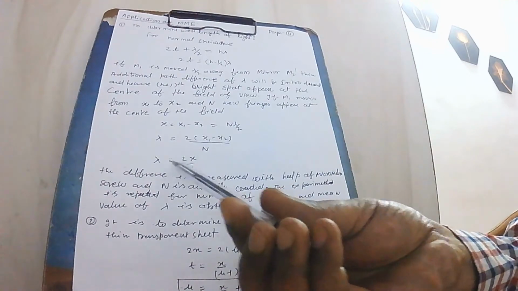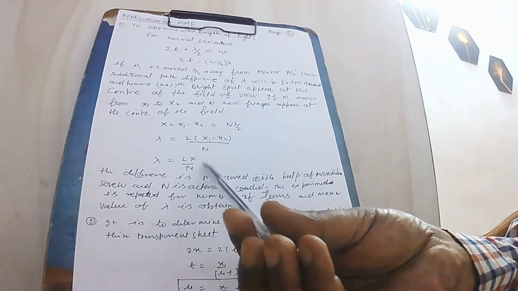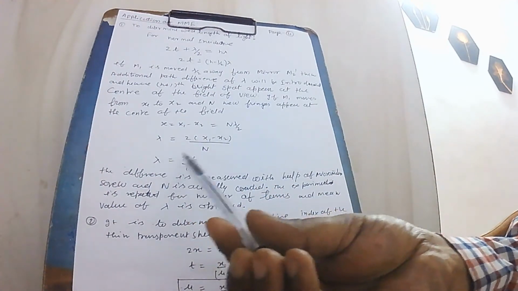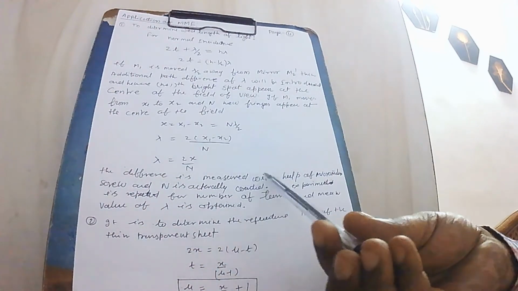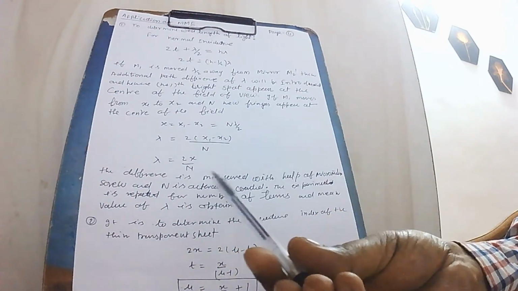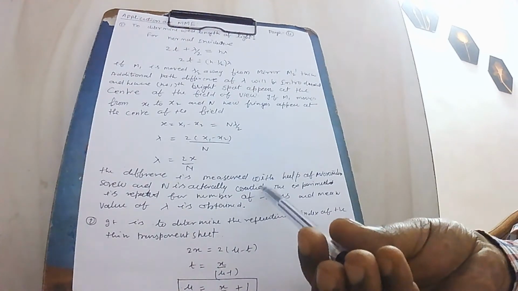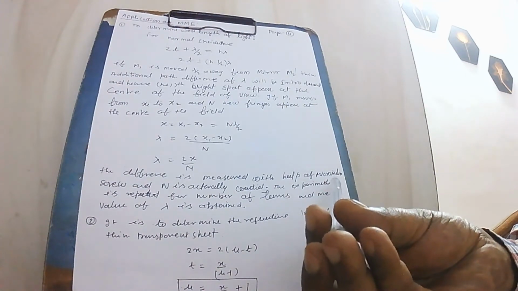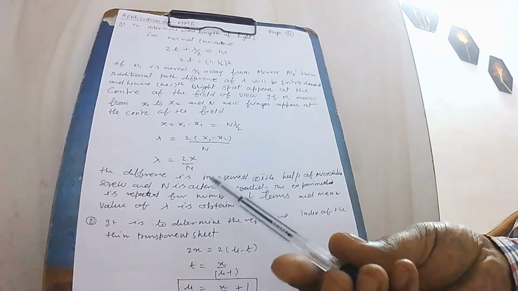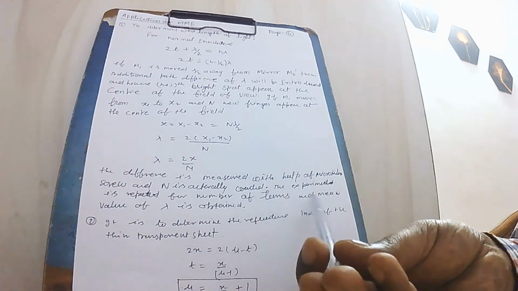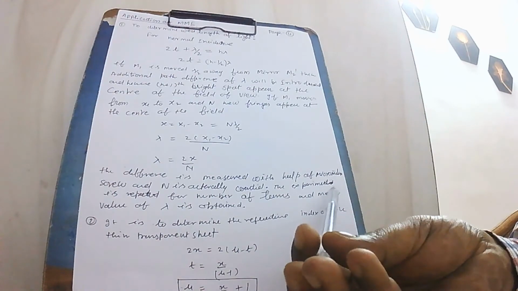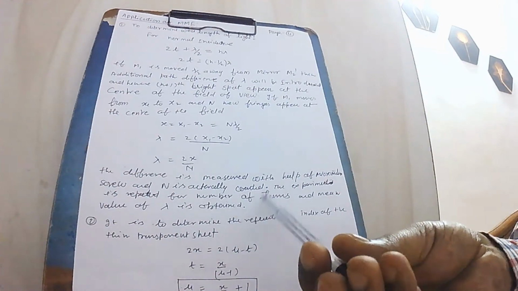In this way, we know n and we can determine x, so we can find the lambda. The distance is measured with the help of the micrometer, and n is counted. The experiment is repeated a number of times, and the mean value of lambda is obtained.